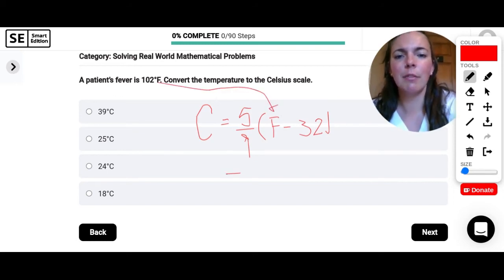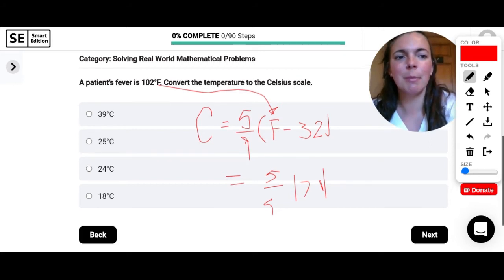So we are going to subtract that first. We essentially have to do 5/9 times 102 minus 32, which is 70. So 5/9 times 70. When you multiply that out, 5/9 times 70 will give me about 39. So 39 degrees Celsius would be my temperature in Celsius.